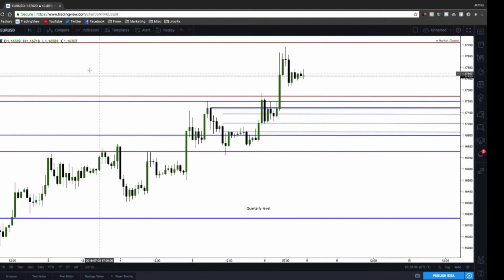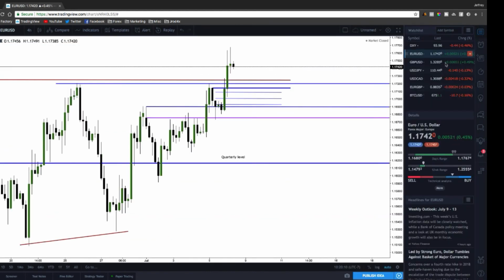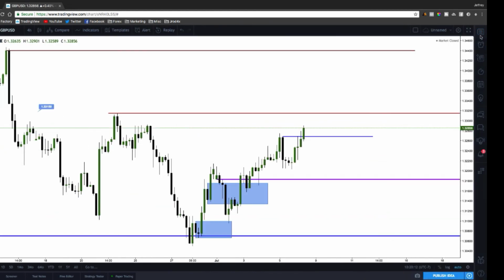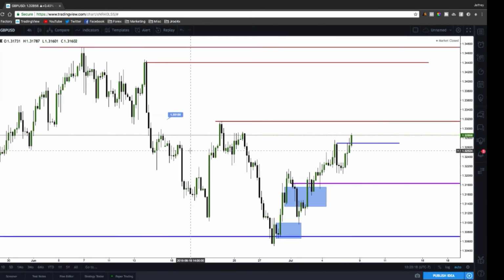So that is going to be it for euro dollar. Now we will look at cable, but this one here really is just not one that I'm favoring at the moment. I ideally prefer euro dollar just because of the price action that we have. We still have this high back here that cable hasn't broke above. We are making higher highs and higher lows, so it is bullish price action overall.